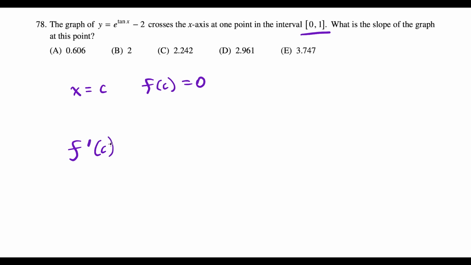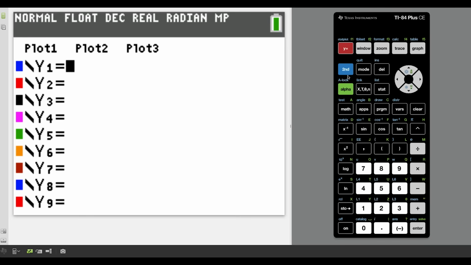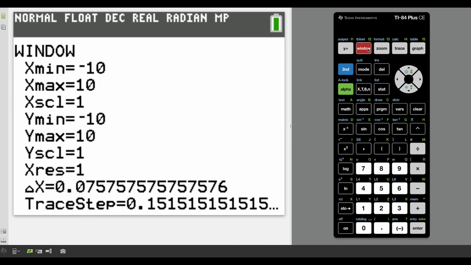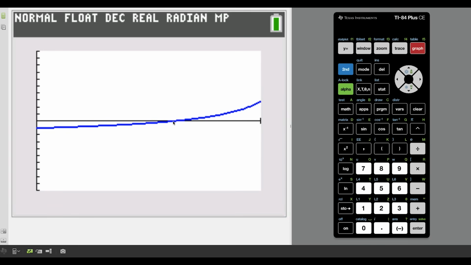So we'll switch over to the calculator view and we'll trace the root of this and then plug that into the derivative. So to get this root, we're going to go over to the y equals, and we're going to graph e to the tan x, and then make sure we get out of the exponent, and we have minus 2 after this. And they gave us a specific interval. They said that the root was going to occur between 0 and 1. So we could change the x minimum to 0 and the x maximum to 1. And now we graph this. And notice there's our root.